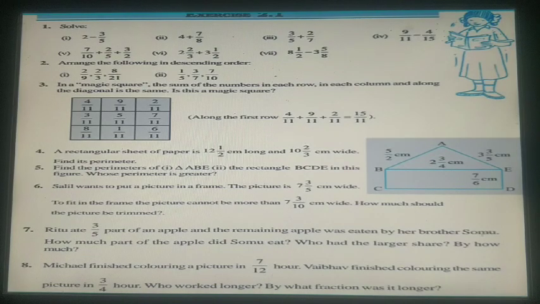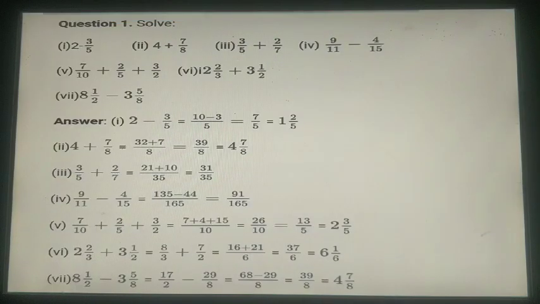Let us begin with the first solution of question number 1. Here your question says to solve these sums of addition and subtraction of fractions. The first sum given to you is 2 minus 3 by 5. Here 2 minus 3 by 5, this is a whole number, so the denominator will be 1 and this is another proper fraction. So we'll start very simply.